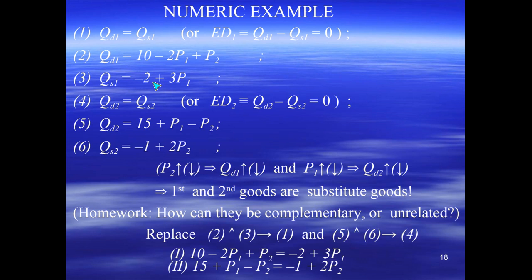If the vendor, the supplier of the first good, doesn't take into account the price of the second good, it means they are unrelated for him or her. So we can well have an equation such that QS1 equals minus 2 plus 3P1 plus 0 P2, which we don't write. All right. Then the fourth equation is the equilibrium condition for the second market, second good, QD2 equals QS2, or the excess demand 2 equals QD2 minus QS2 equals 0. We use any of them, just this one or this one. Not both of them, of course, because they say the same thing.